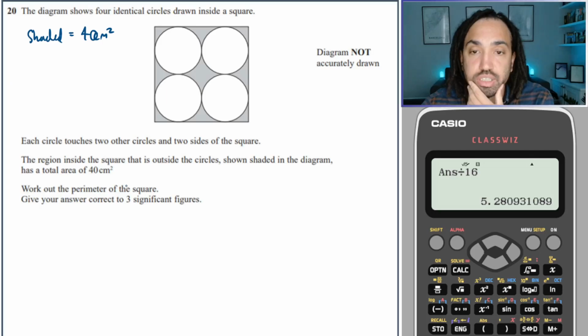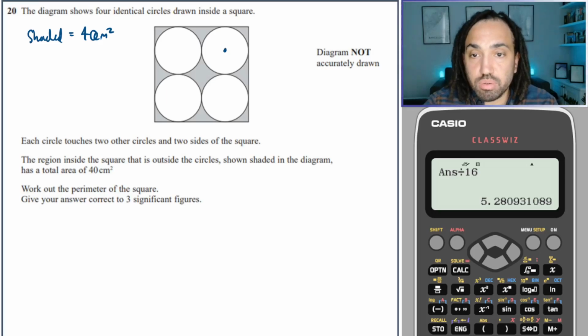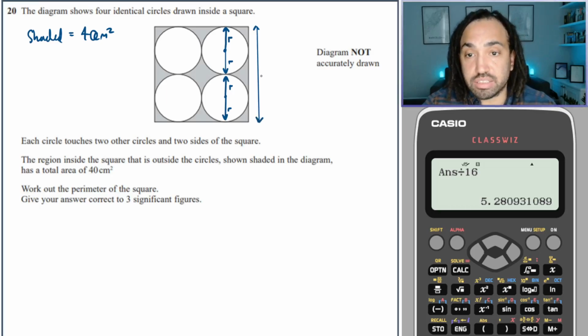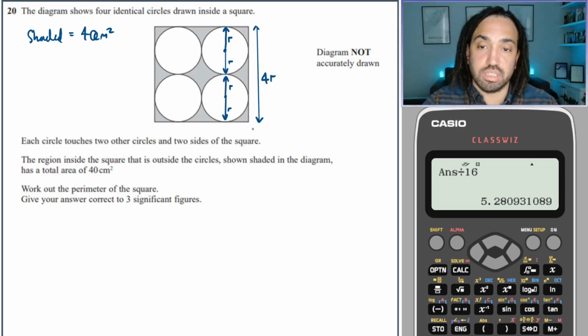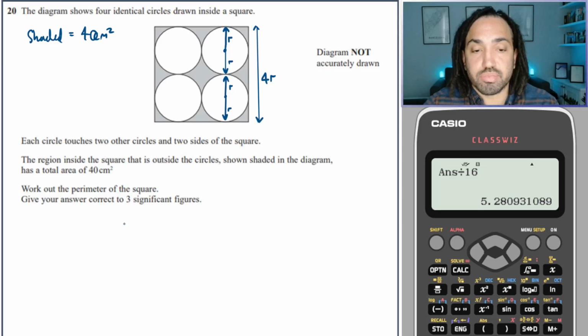Wowzer, that is actually quite tricky, isn't it? Okay, let's call one radius R, because then we can see that this would be R, this would be R, and this would be R. So the full height of this square would be 4R. And of course, because it's a square and this is perfectly symmetrical, the width would also be 4R as well.